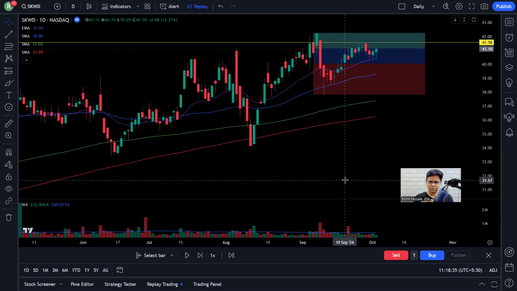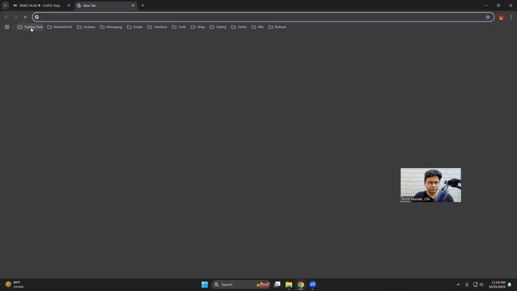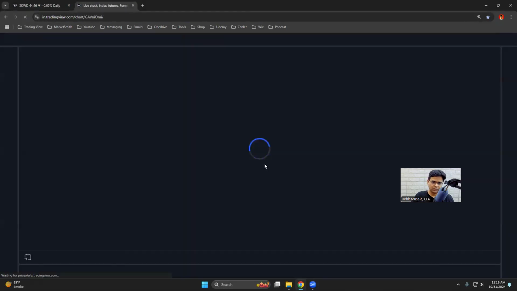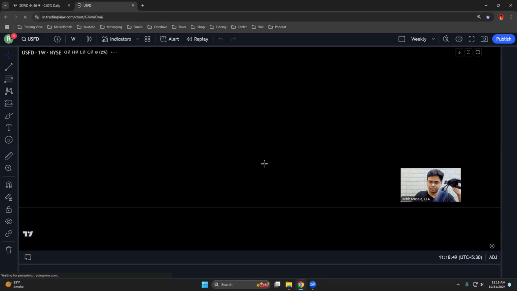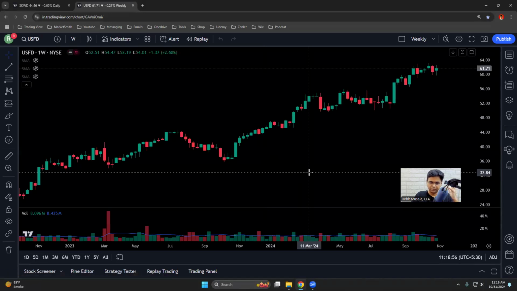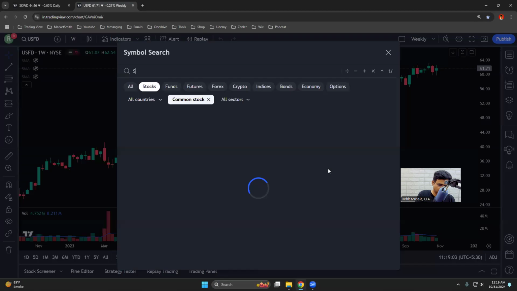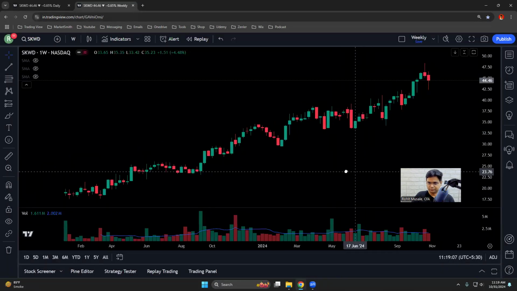And as far as institutional demand is concerned, we can go to the weekly chart. Let me show you the weekly chart. See, on the weekly chart, if we see volume going up when the price is going up, or above average volume when the price is going up, and below average volume when the price is going down, that's a sign of institutional strength. So let's go to SKWD. Let's see what we see here.